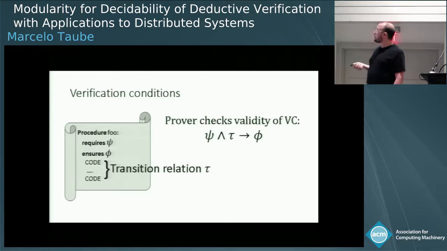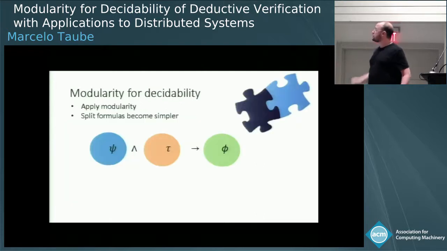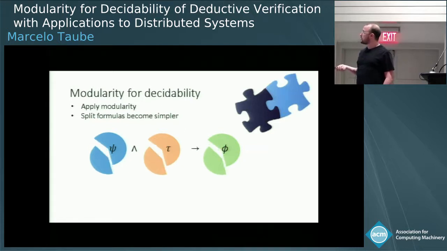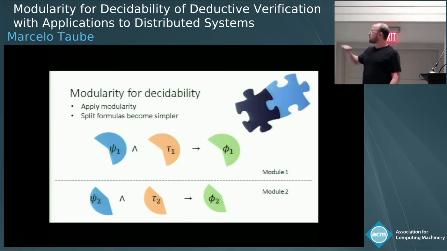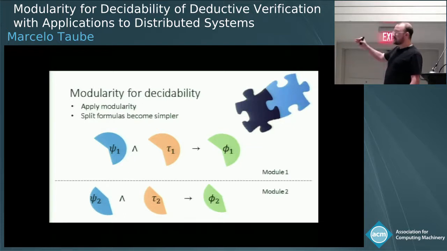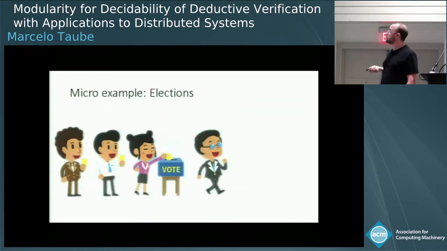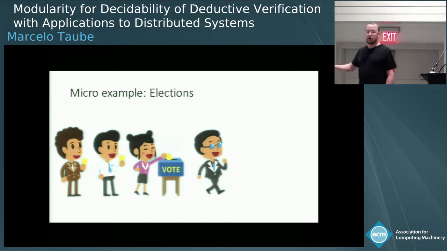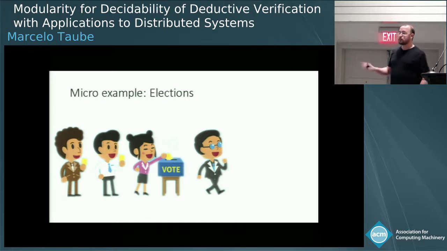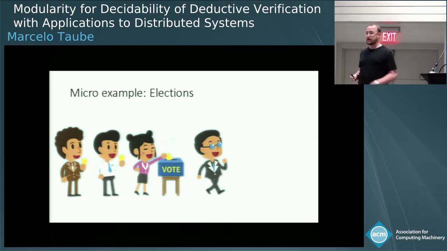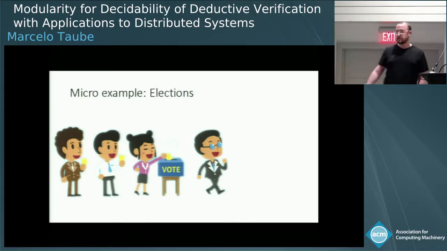So now, how can we make these things decidable? Again, if we just take a random program and generate the verification condition, we are not sure it will be decidable. But then what we want to do is split the verification condition into parts, check them separately, and do this, of course, in a sound way, and check each one in a maybe different decidable fragment. So now we will go over a micro example which shows how this technique works, so we can get the point across. It's not in distributed protocols, but later we will talk about how we use this in distributed protocols.